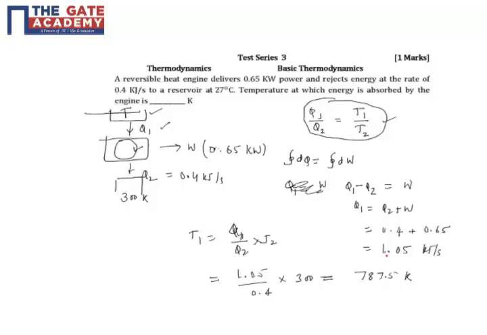So it's a simple problem. You just have to understand what is valid for a reversible heat engine. Always keep this equation in mind when you're dealing with reversible heat engines. So the answer is 787.5. Thank you.